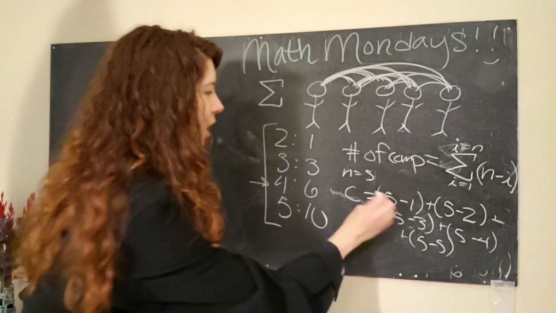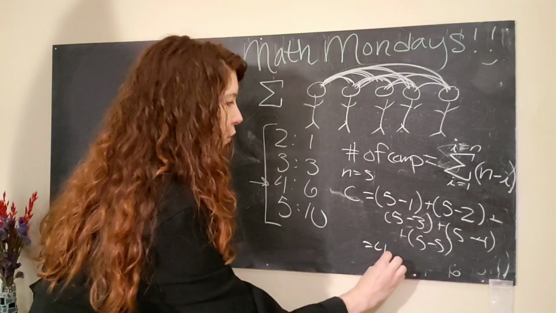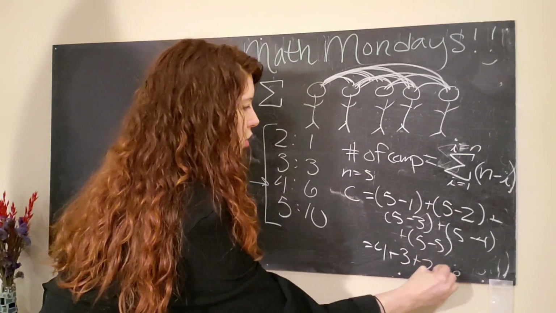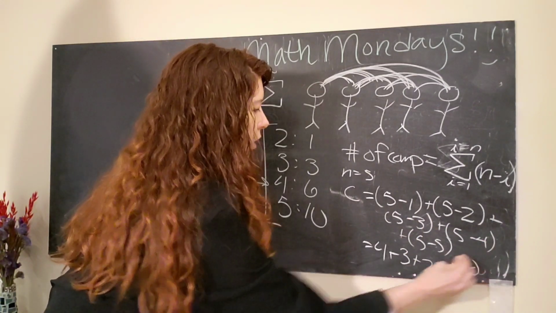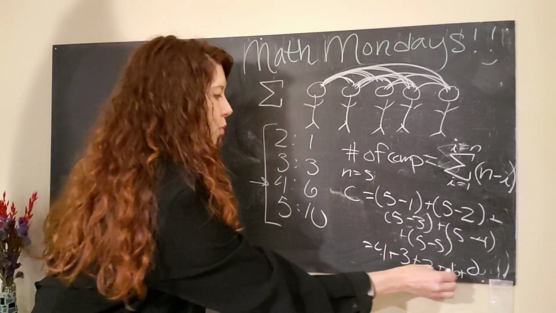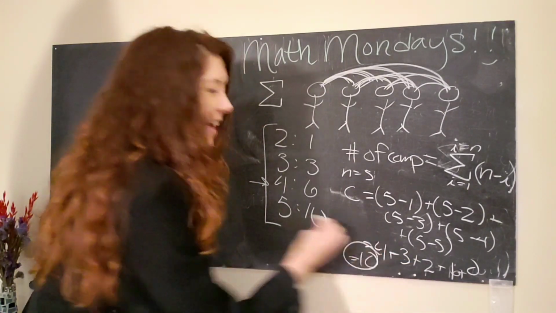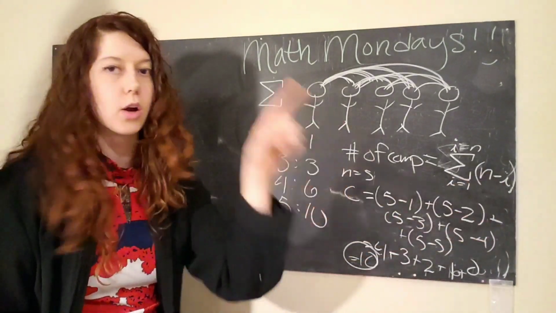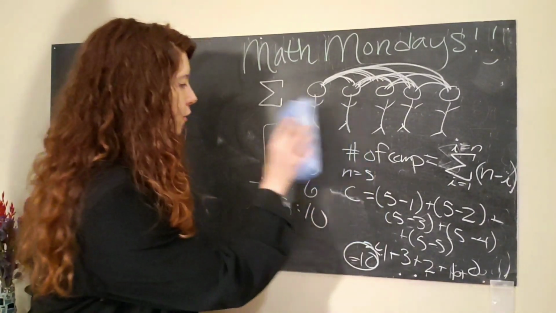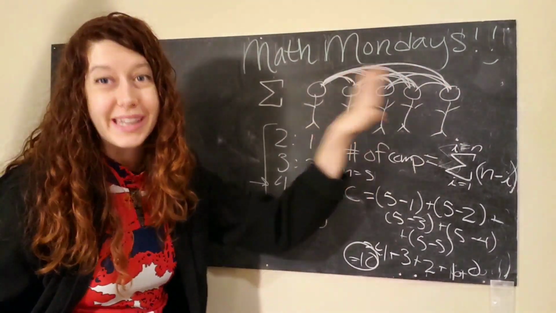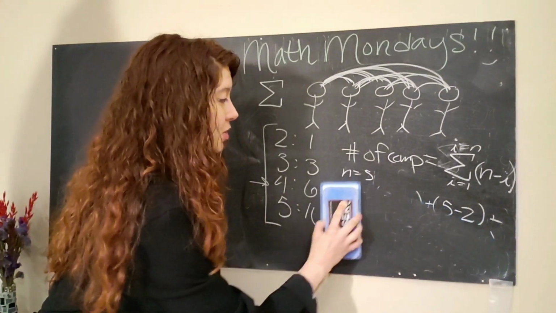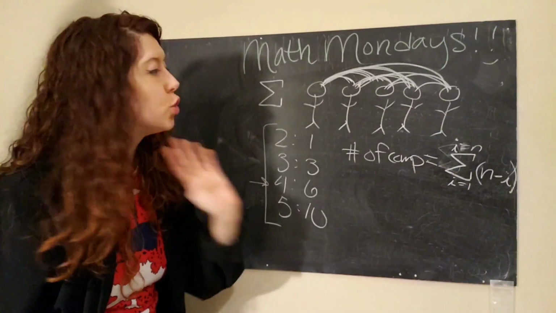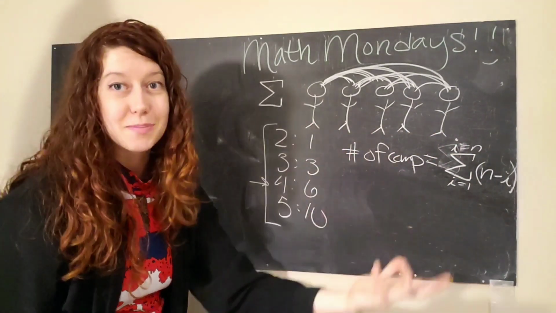Okay, and so now 5 minus 1 is 4, plus 5 minus 2 is 3, plus 5 minus 3 is 2, plus 5 minus 4 is 1, plus 0. 4 plus 3 is 7, 2 plus 1 is 3, so we get 10. Yeah, that's exactly what we wanted. So we can go check this is a good equation for the information that we gathered by hand. And that's what's so powerful about mathematics, is that we can write equations to represent counting by hand.